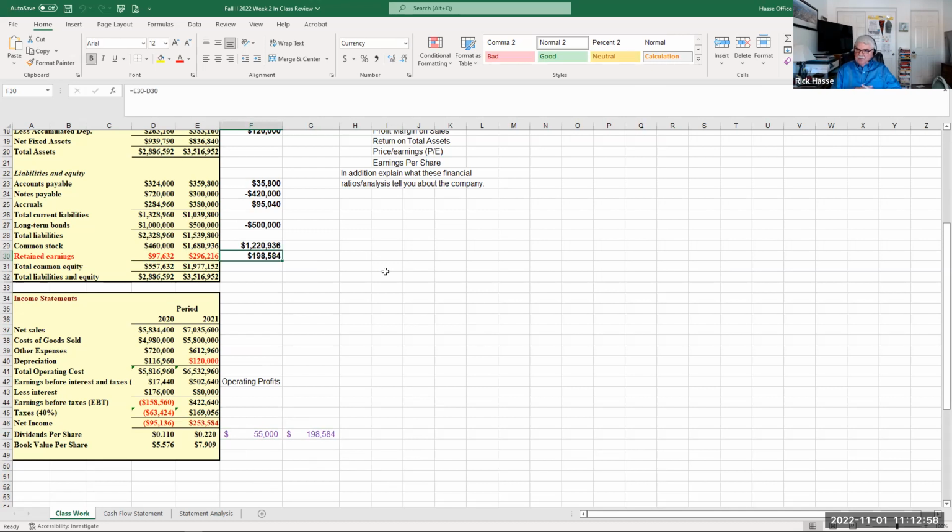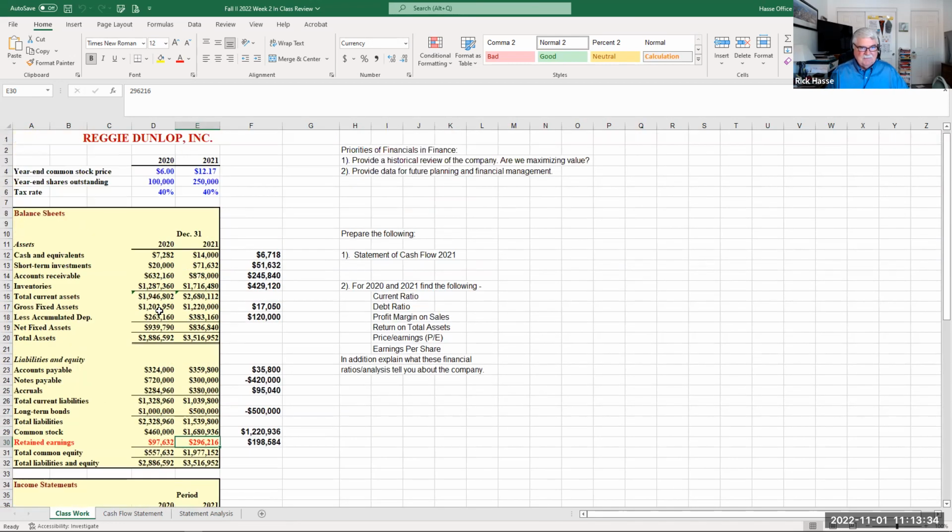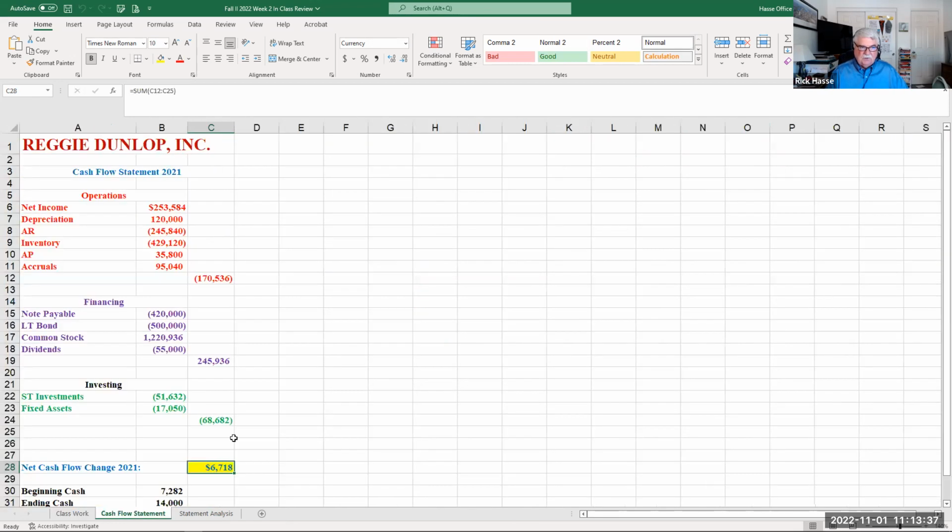If any of you remember your accounting days when you had to do the closing entries to close the books for a period, an accounting cycle or an accounting period, all the revenue, expense, and dividends were all closed to the retained earnings account. It accumulates over the life of the company. So at the end of 2021, this company had $296,216 in accumulated retained earnings since day one of this business. Balance sheet, income statement. That all leads into the cash flow statement.